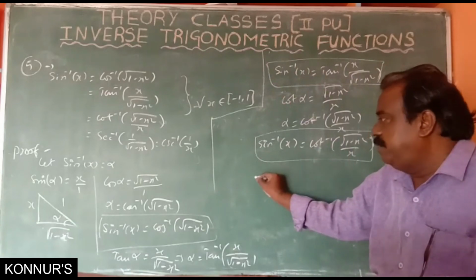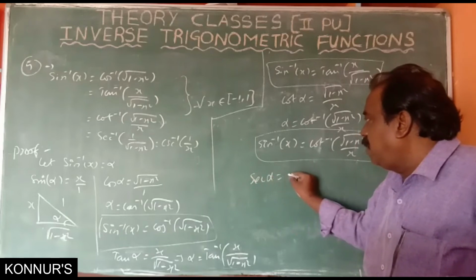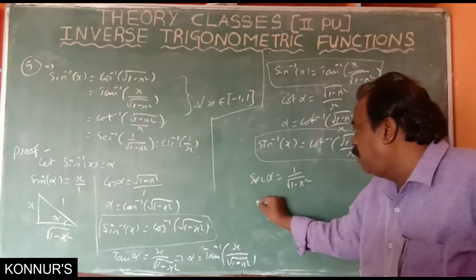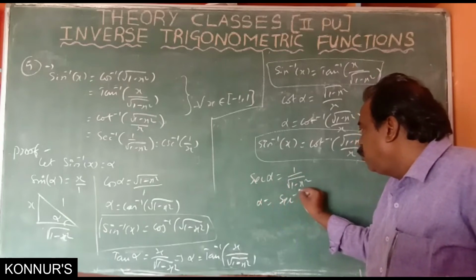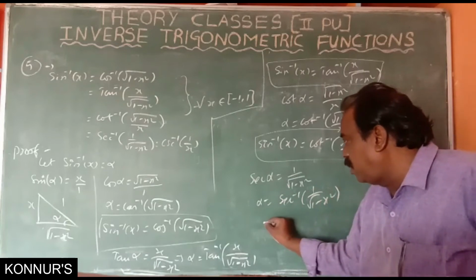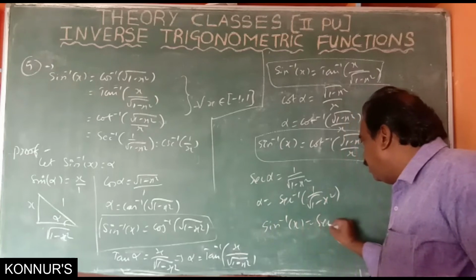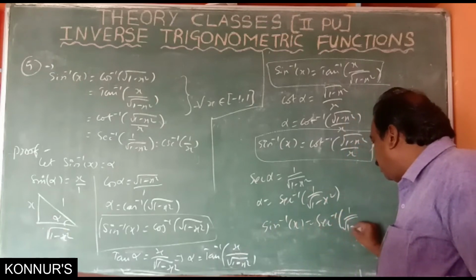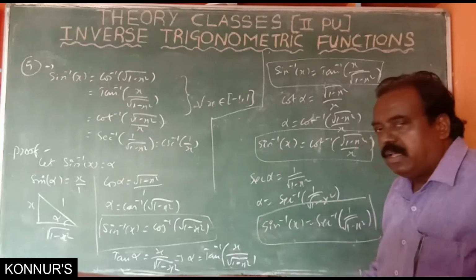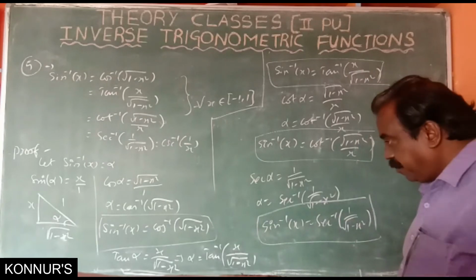Next, secant. Secant alpha is hypotenuse 1 by adjacent side root 1 minus x square. Alpha is secant inverse 1 by root 1 minus x square. Alpha is sine inverse x is equal to secant inverse 1 by root 1 minus x square. Okay now? Like this we can solve everything. Right.